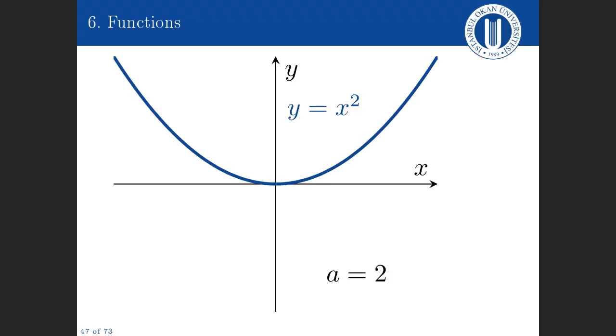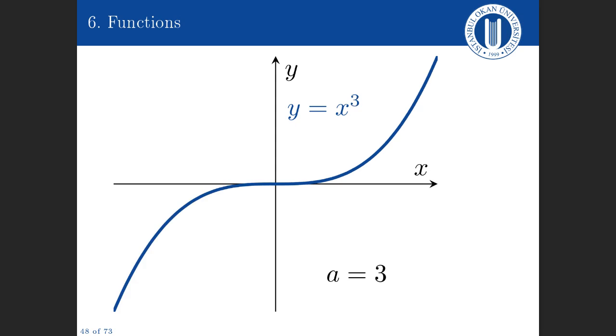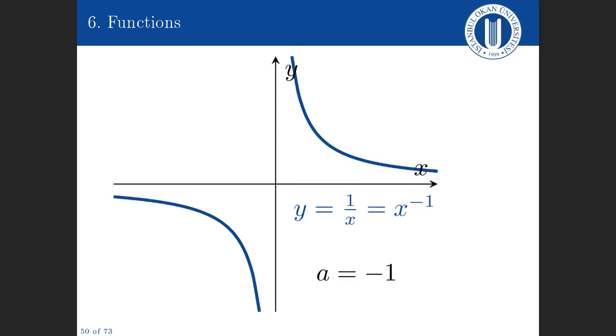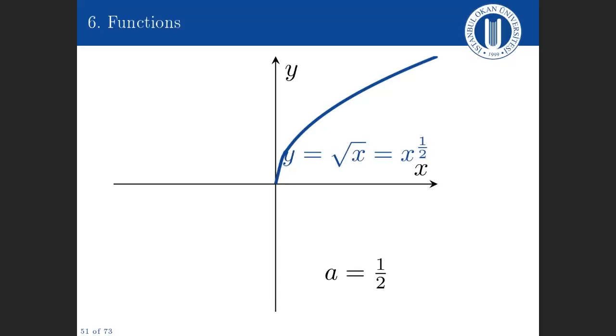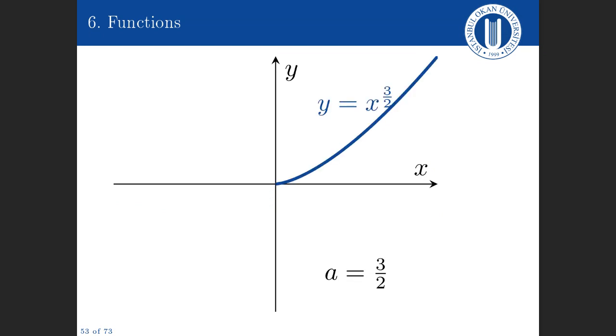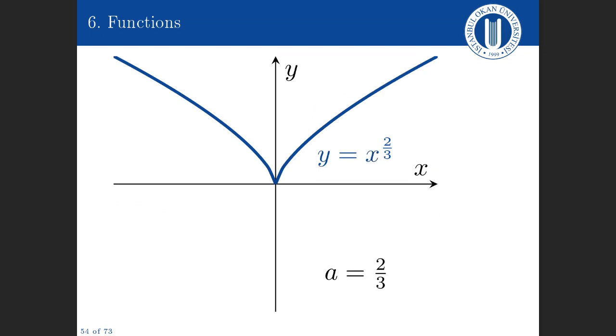If a is equal to 2, we get y is equal to x squared, a equal to 3, a equal to 4, etc. But it doesn't always have to be positive numbers. We could have a equal to minus 1, because x to the power minus 1 is the same as 1 over x. Or we could have fractions. a is equal to a half, for example. x to the power of a half means square root of x. x to the power of 1/3 means cube root of x. This is x to the power 3 over 2, and this is x to the power 2 over 3.